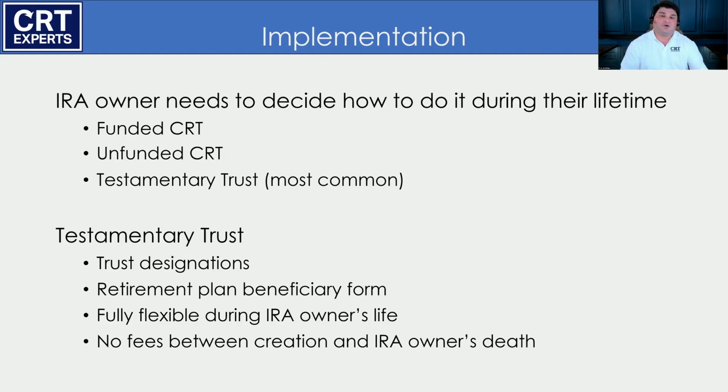Let's say grandchildren are born, or kids get married, and we want to include a son-in-law or daughter-in-law. We can accomplish those changes, which we couldn't do if we use the unfunded CRT. Maybe the IRA owner wants to undo the planning. Again, that's possible as well, as long as we're doing this through a testamentary trust. Everything is revocable up until the point that the IRA owner passes away. So we can see now, no matter what here, we end up with the CRT, but most often we're going to be using that third option.